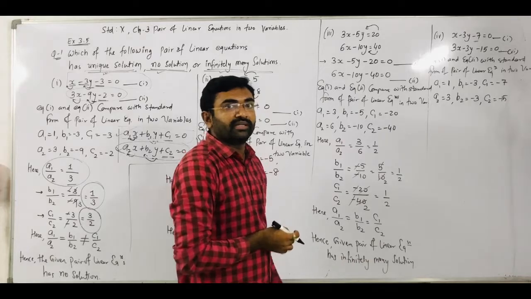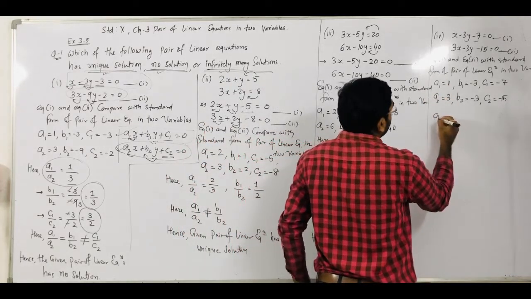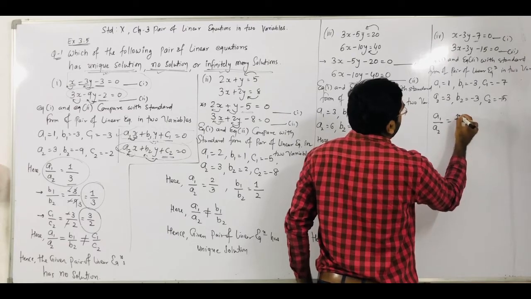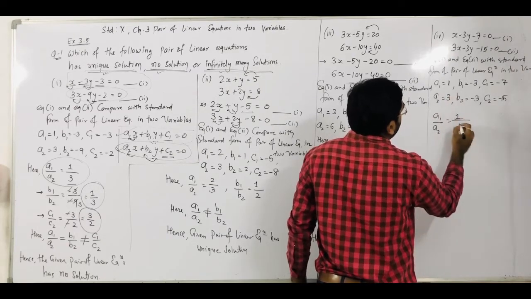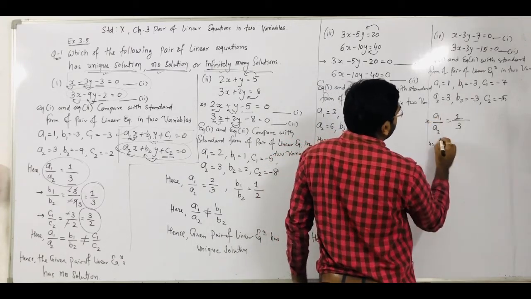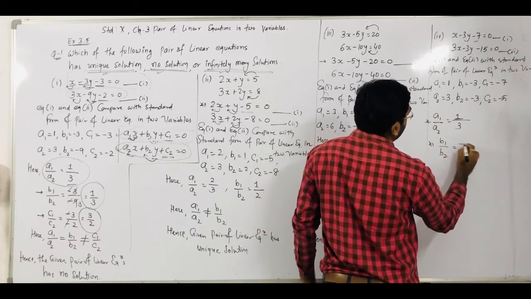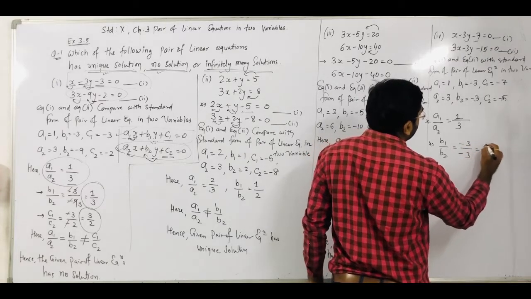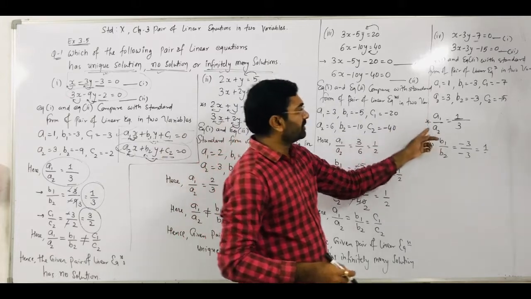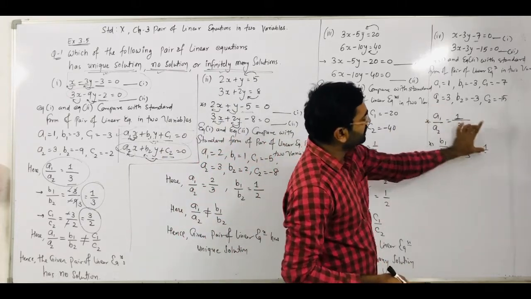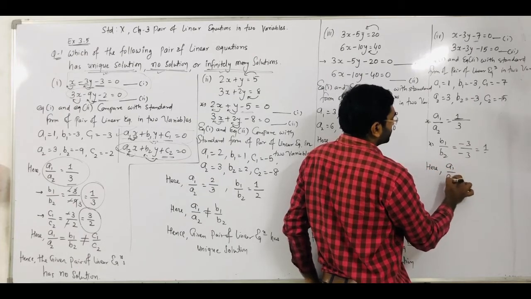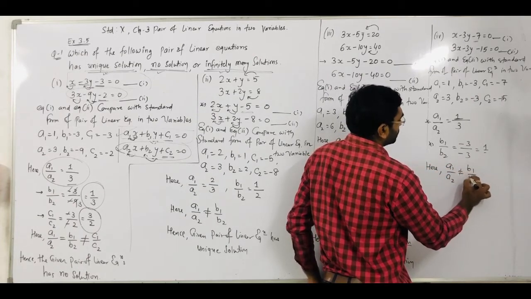Now we have to compare the ratios, starting with a1 upon a2. So here a1 upon a2 means what? The a1 value is 1, right? Divided by the a2 value, 3. And what is the b1 upon b2 value? -3 by -3. It means we get 1. So from here we can say the a1 upon a2 and b1 upon b2 values are not equal. So here a1 upon a2 is not equal to b1 upon b2.